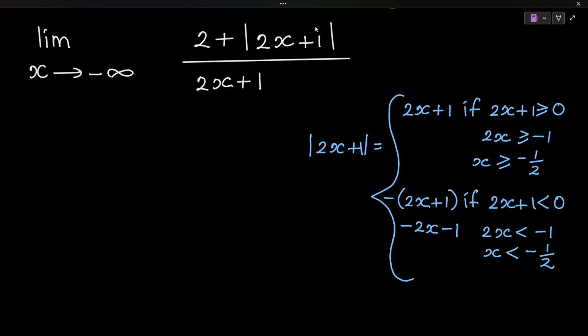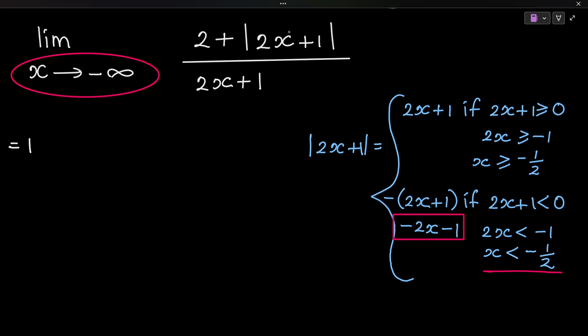Now, looking at our limit, that is going to determine which part of the absolute value we use. So we have x approaching negative infinity. Now, the first inequality is where x is greater than or equal to negative half. So those values are only increasing. They are approaching positive infinity. That's not what we need. But the second inequality, x is less than negative half. Those values are getting smaller, so they are approaching negative infinity, which tells us that we are going to replace the absolute value with negative 2x minus 1.